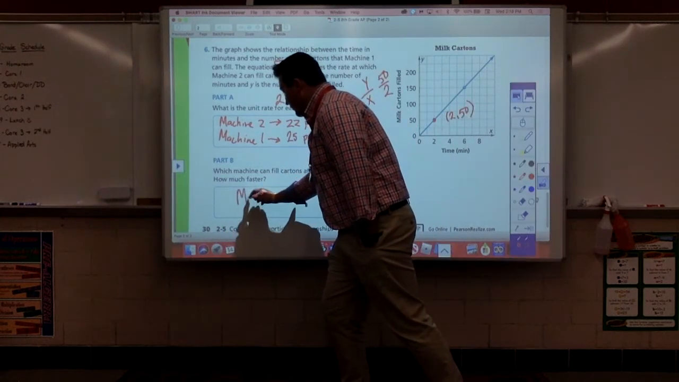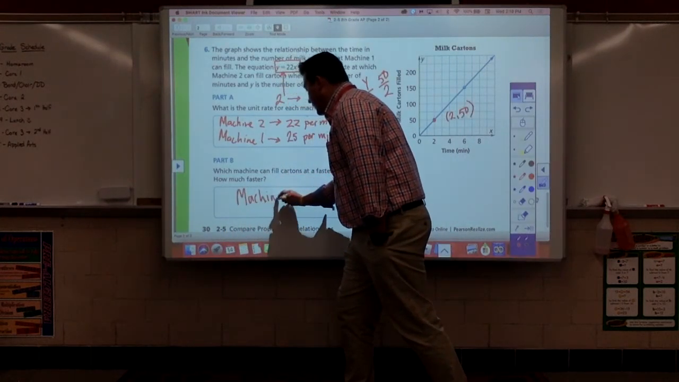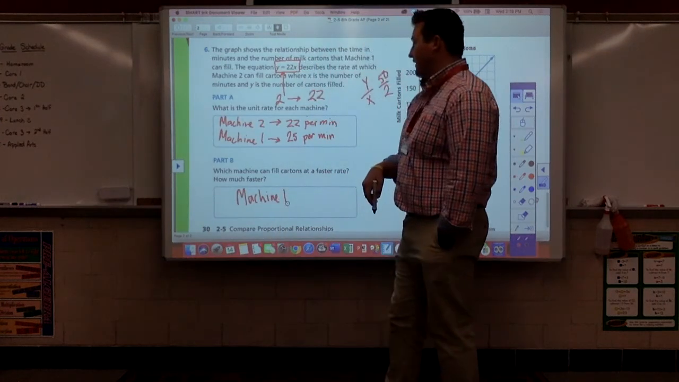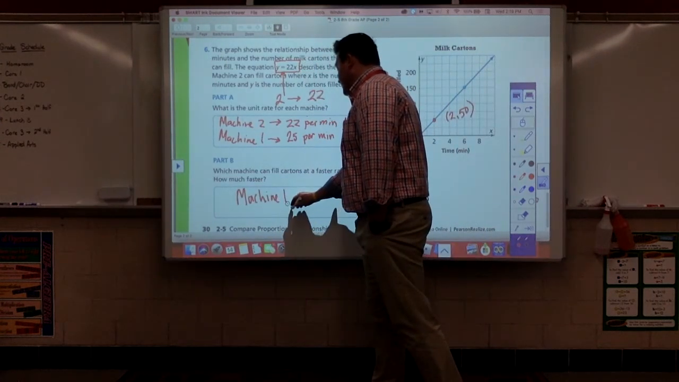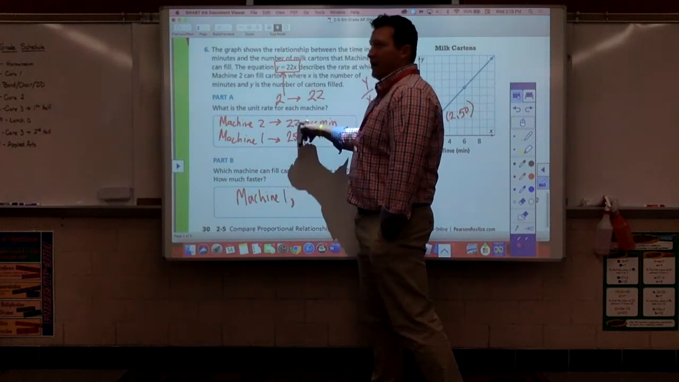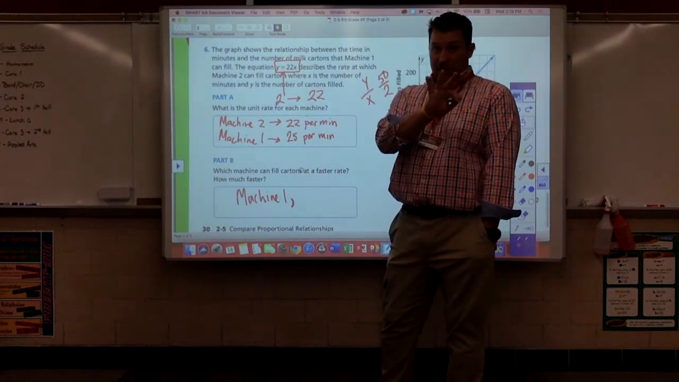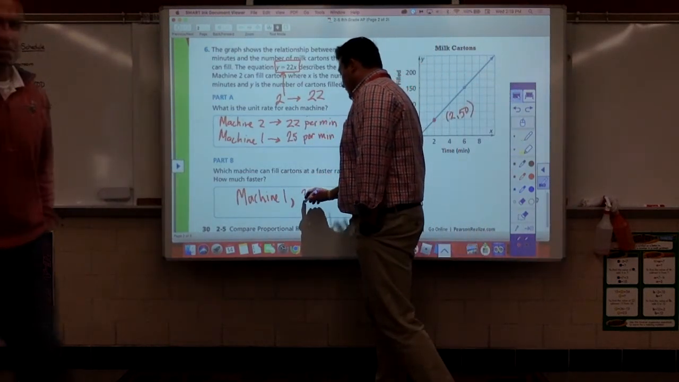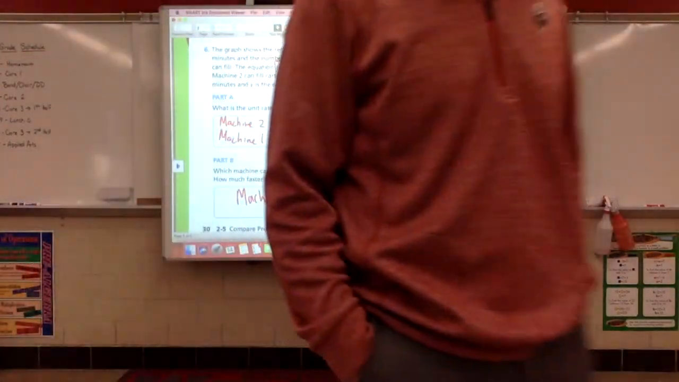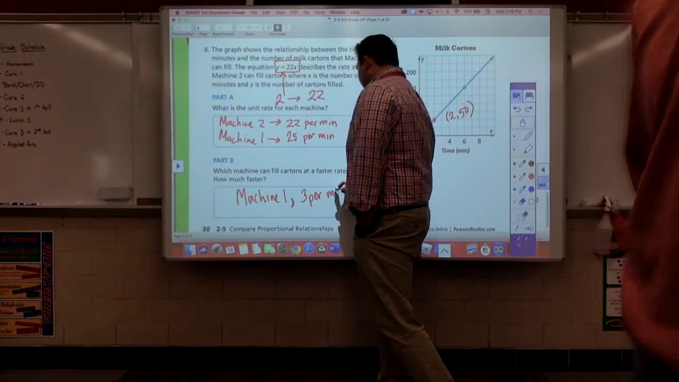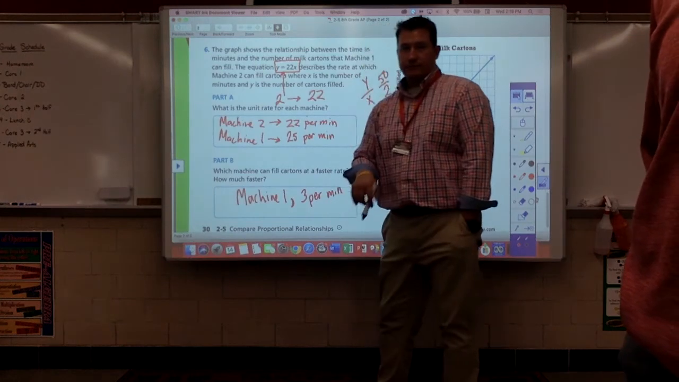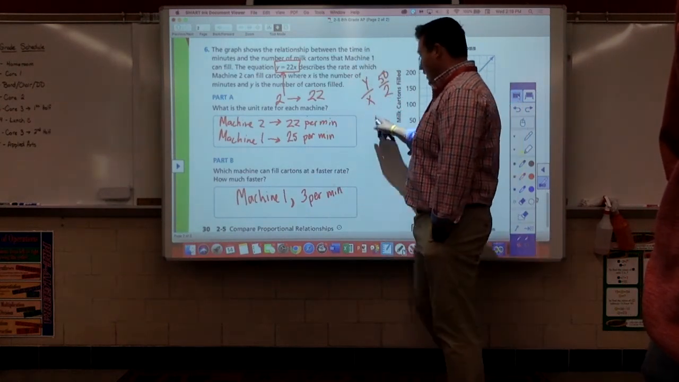So this is machine 1. And then it says how much faster? It does 3. 3 per minute, right? I thought that was 4. No, Mr. Knoll. 25 minus 22 is 3. Okay? So there you go, folks.